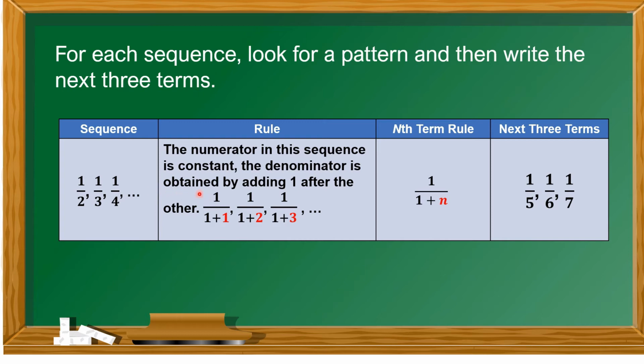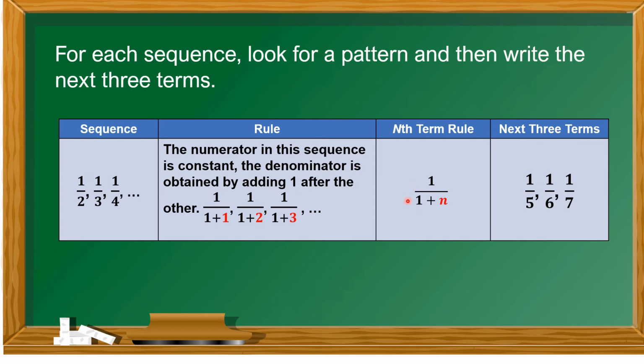As you can see, 1 over 1 plus 1 is 1/2. 1 over 1 plus 2 is 1/3. We have 1 over 1 plus 3 is 1/4. Therefore, the nth term rule here is 1 over 1 plus n. Now we are going to use this nth term rule to find the next 3 terms.